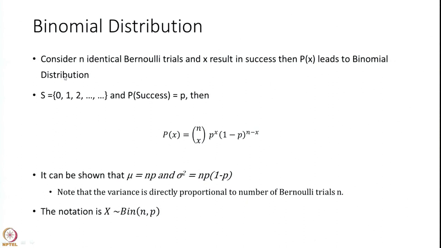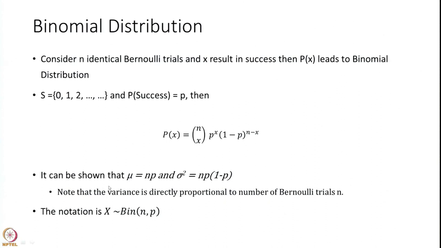Consider n identical Bernoulli trials you have conducted, and exactly x have resulted in a success. The probability of success is P. Then your sample space is: there can be no success, or there can be exactly n successes. Here it should not be dot dot, it should be n, please correct it. The probability mass function P of x is n choose x, because out of n you choose x successes which can occur anywhere, times P to the power x multiplied by 1 minus P to the power n minus x. Please recall that P to the power x tells you the probability of x successful trials, this is the probability of n minus x unsuccessful trials, and this is the number of different ways the successes can occur in a sequence of n trials.